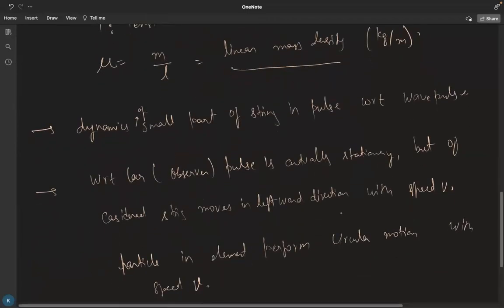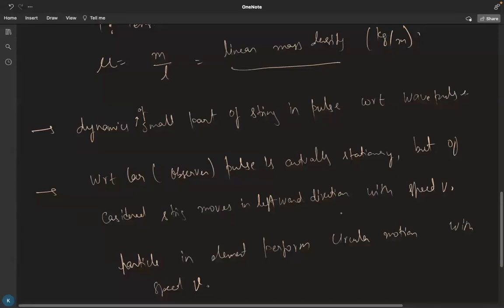So with respect to the car, the pulse is actually at rest, or you can say the pulse is stationary. But the considered string moves in the leftward direction with the speed v, and each particle is doing circular motion with the speed v. I hope this will be clear to all of you, what I'm trying to say.